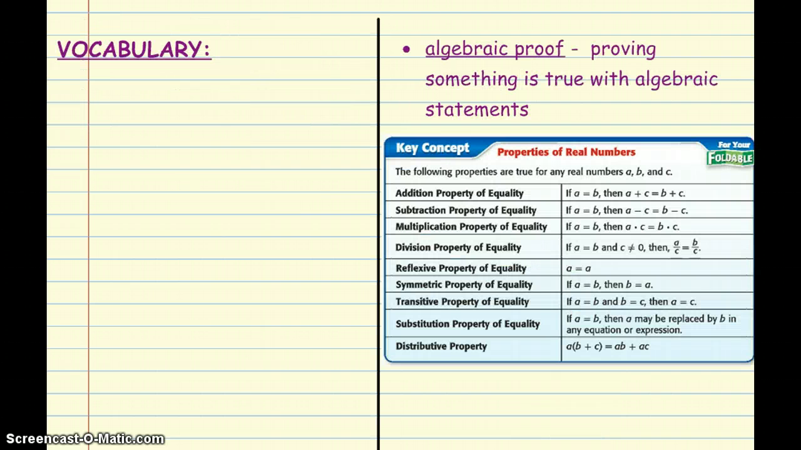The first one is an algebraic proof. We're just proving that something is true with algebraic statements. And the statements that we're going to use are these properties of real numbers. So I would suggest that you hit pause and take a few minutes to write each of those properties down.